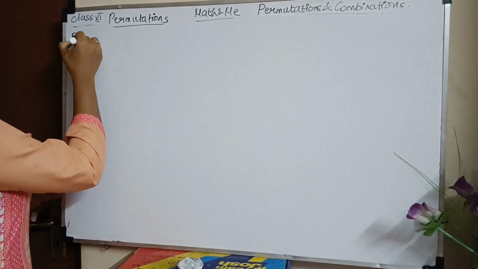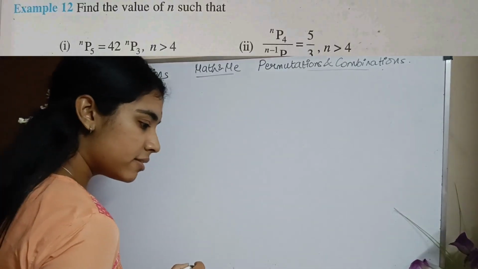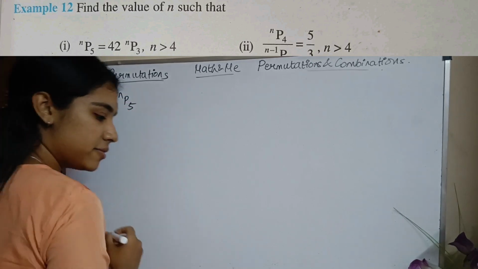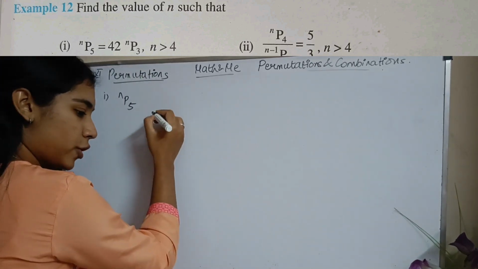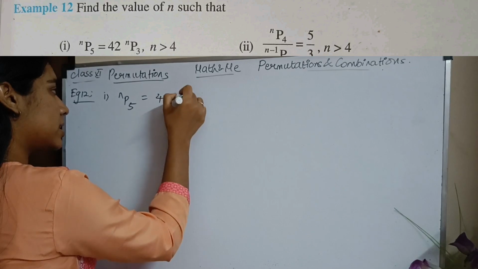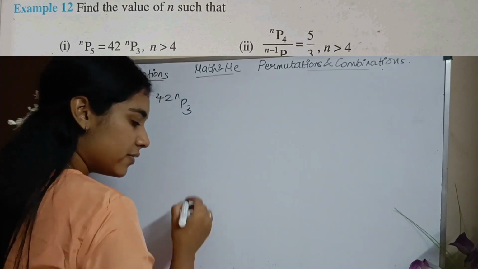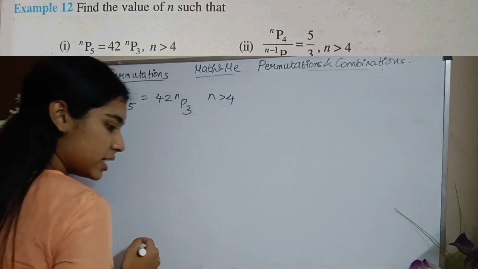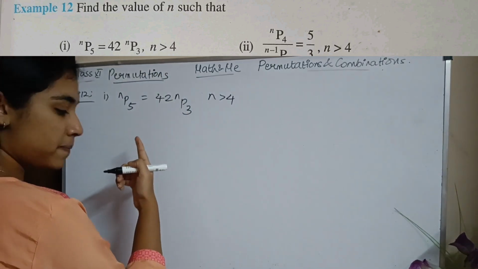Example 12. Find the value of n such that nP5 equals 42 times nP3, where n is greater than 4. So I have given this, and I need to find what my n is.